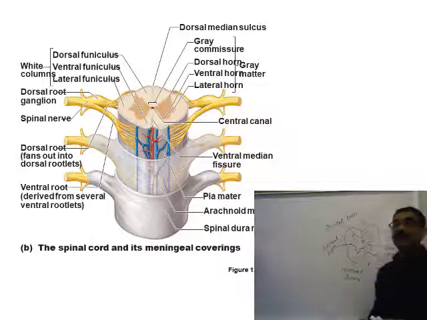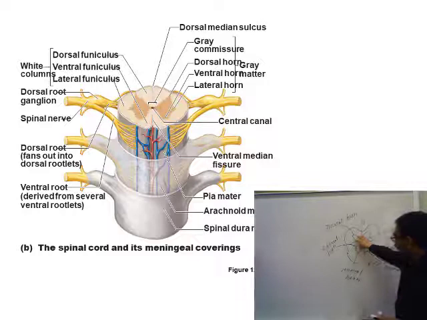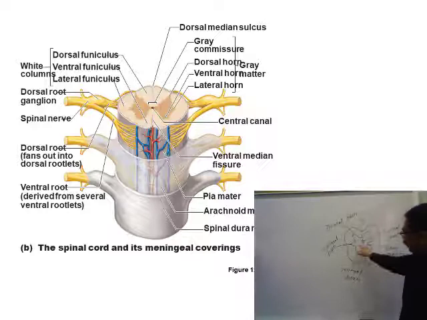You already know why gray matter is gray? Because you have the cell bodies of neurons. Remember that? Nissl granules inside. So, in the gray matter, you have the cell bodies. In white matter, you have myelinated fibers. So, we are talking about the gray matter. So, you have neurons there, cell bodies.